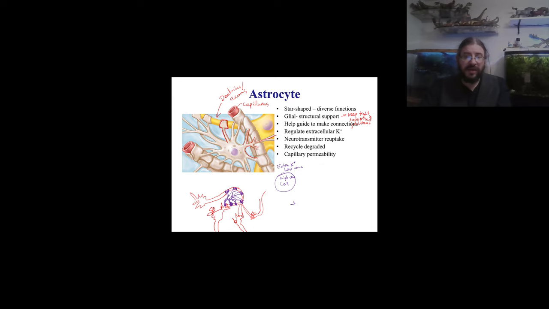Now, the last one is a big deal, and that's capillary permeability. Okay, so via phagocytosis, let me get a couple of things in here. Neurotransmitter reuptake. So this is just absorb and recycle. Regulate extracellular potassium, that's to maintain the concentration gradient. And we've already talked about how they help support the structure there. Capillary permeability is a big deal.